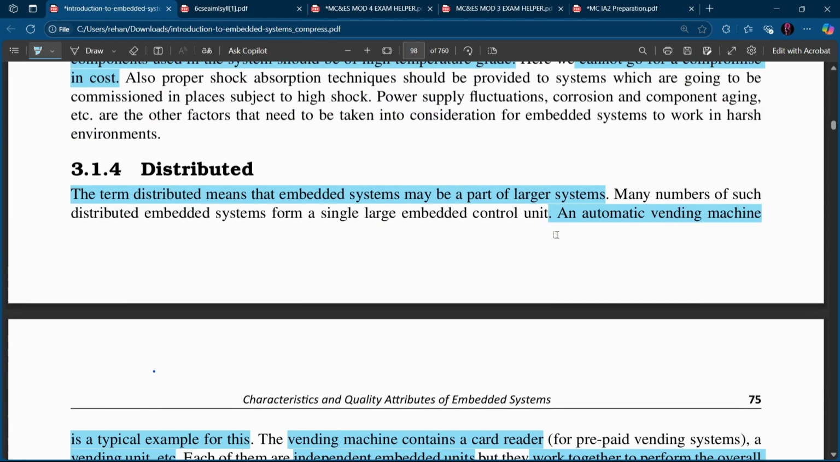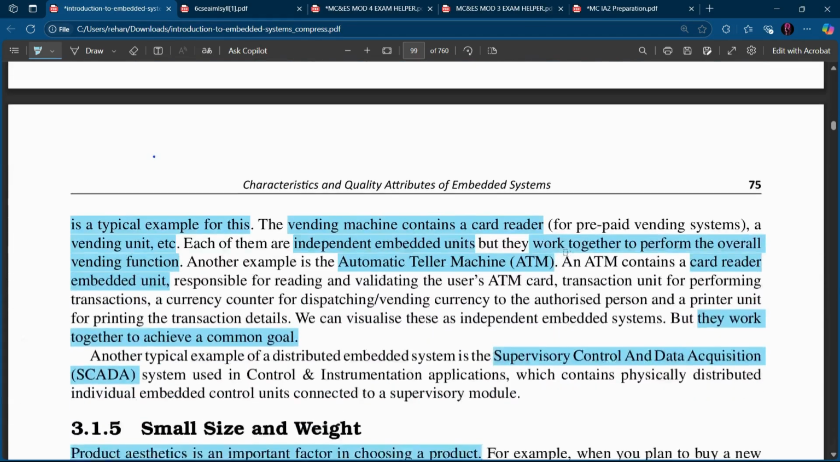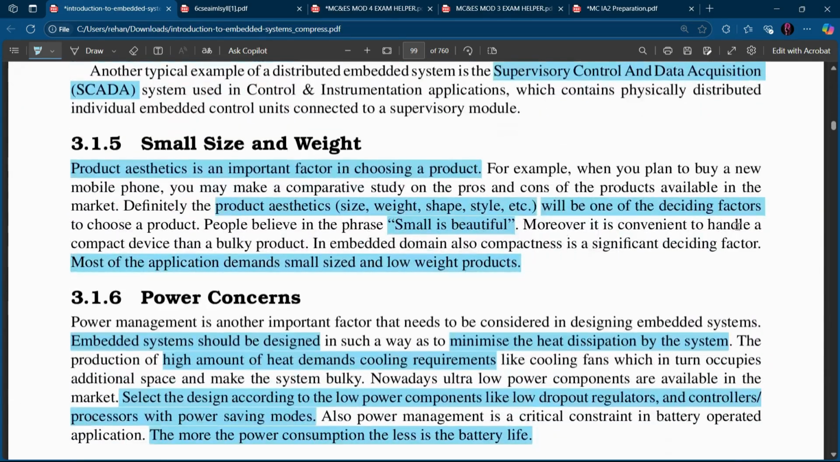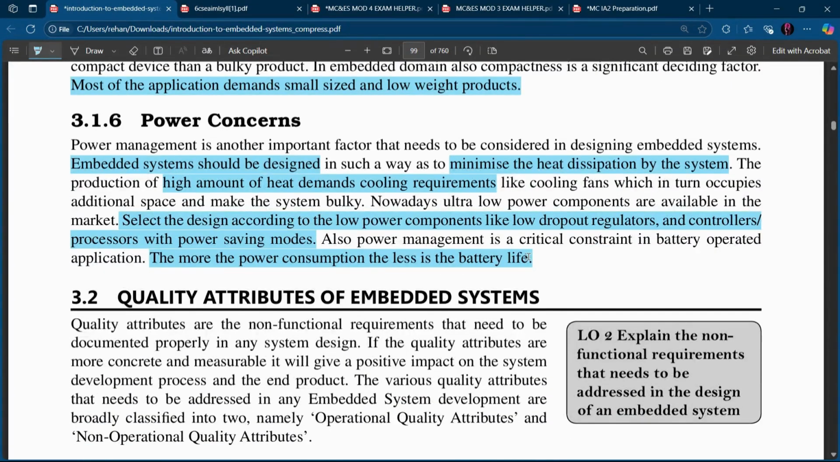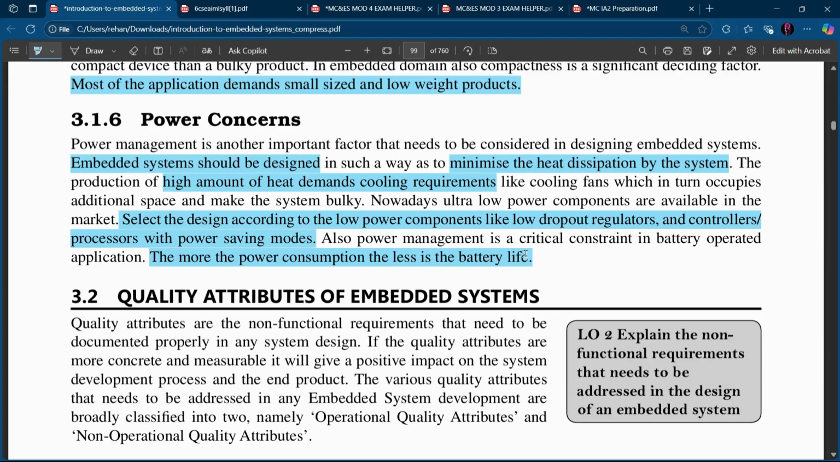Distributed means multiple nodes that are interconnected to perform a single task. Then small size and weight: the physical size and weight are constrained, in the sense it shouldn't be too large in size or too high in weight. It should be user friendly. Power concerns: it should run for a long time. You can take the example of a laptop.